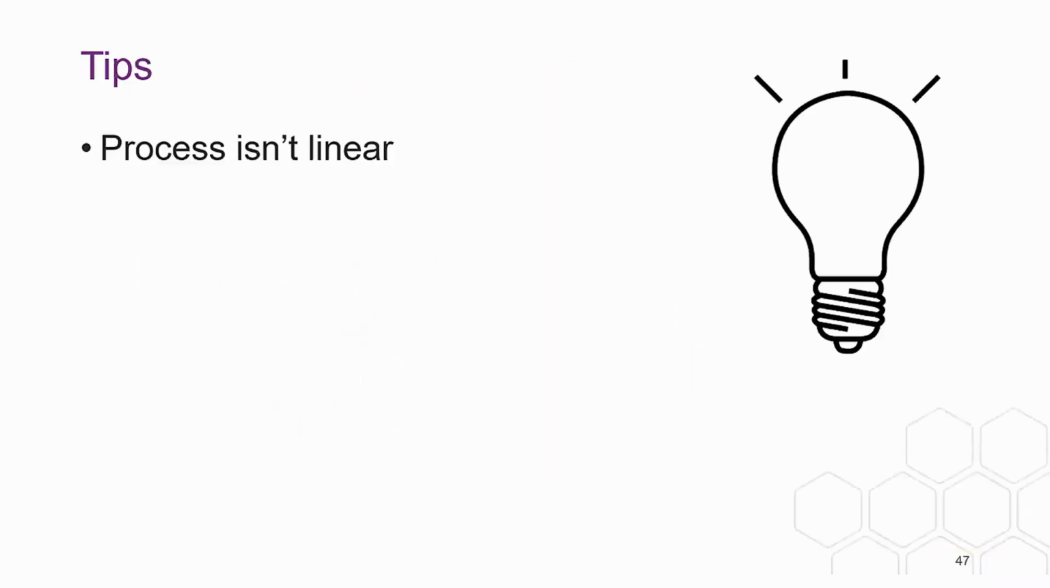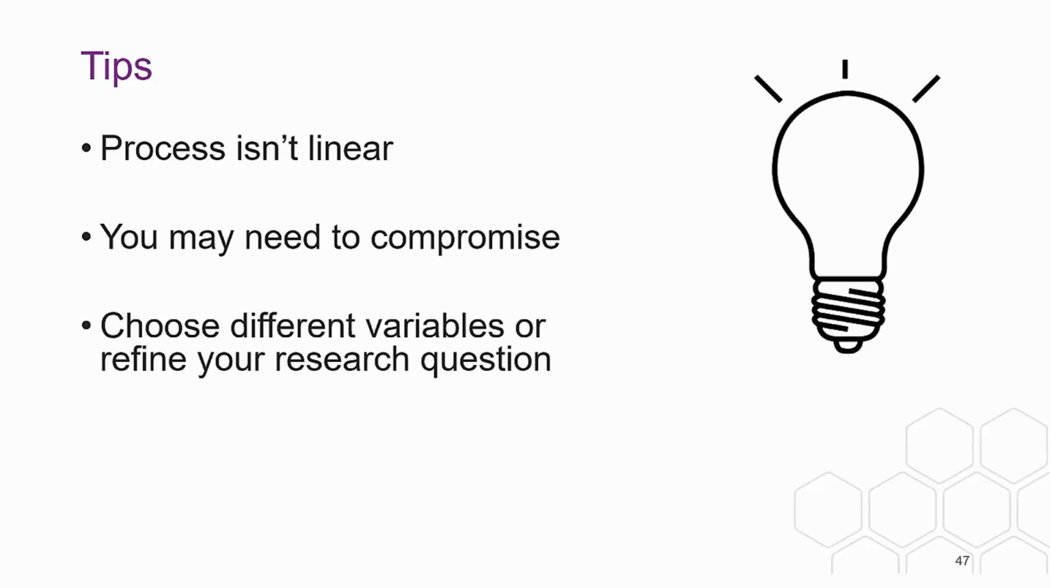Finally, it's important to remember that the process isn't linear. You may need to go back and forth and realign your question with the available data. You might need to compromise if the perfect data set isn't available, or choose different variables and refine your question. And this is all part, as Maureen said earlier, of doing secondary analysis or a reuse project.